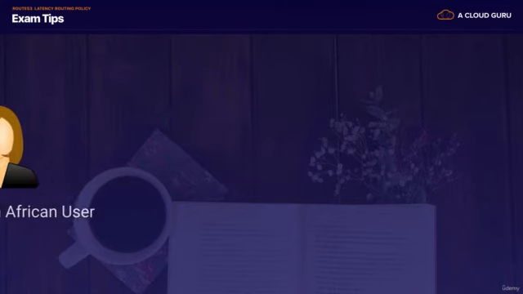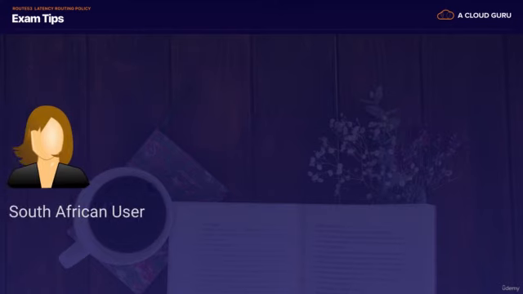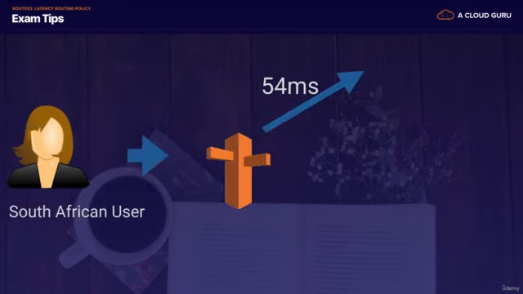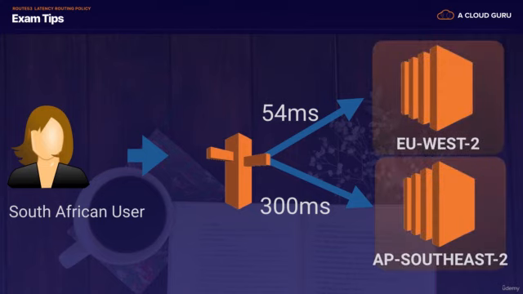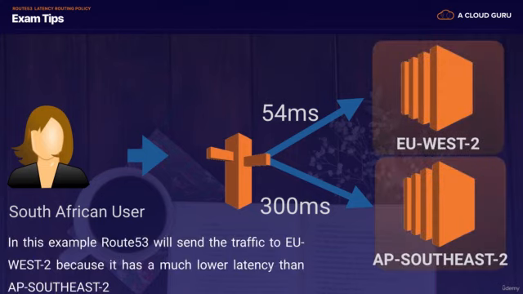And so onto my exam tips, just remember about latency-based routing. If you've got your South African user and they're connecting into Route 53, Route 53 is going to look at the latency and it's going to choose the one that's lowest. So it's going to choose this one, which is 54 milliseconds, and direct them to EU West 2. And it is lots of fun to test it using different VPN clients as well.